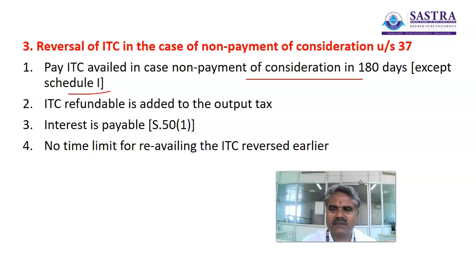ITC can be reversed. The ITC refunded is added to the output tax. How much is refunded should be added to the output tax you have to pay. Interest is payable. How do you refund? Refund means return, a reverse. For the reversed value you have to pay.